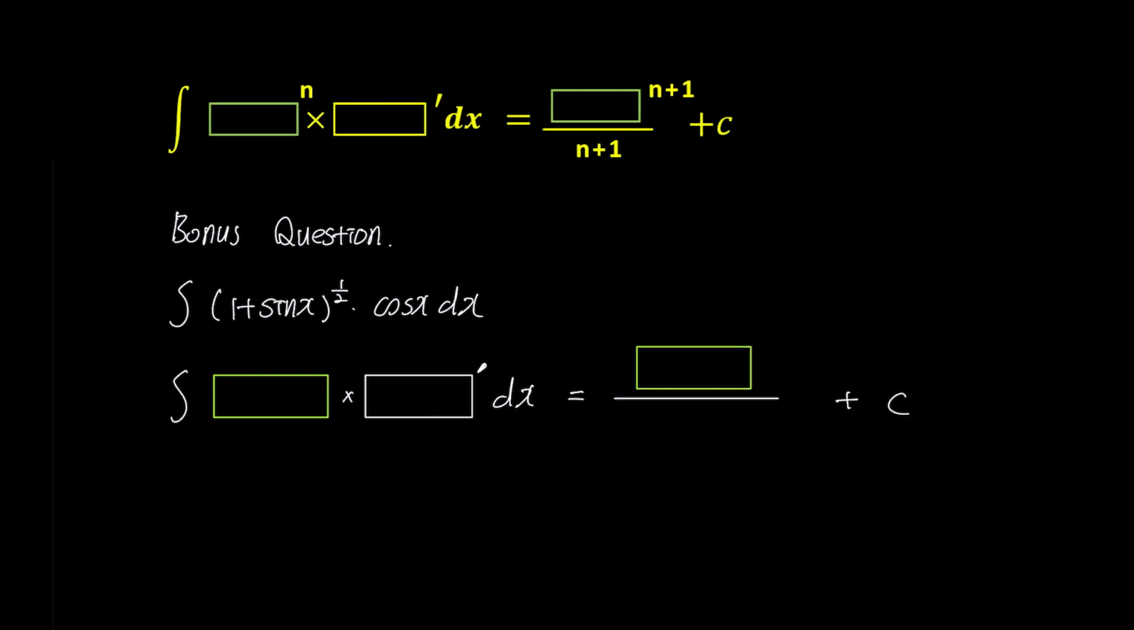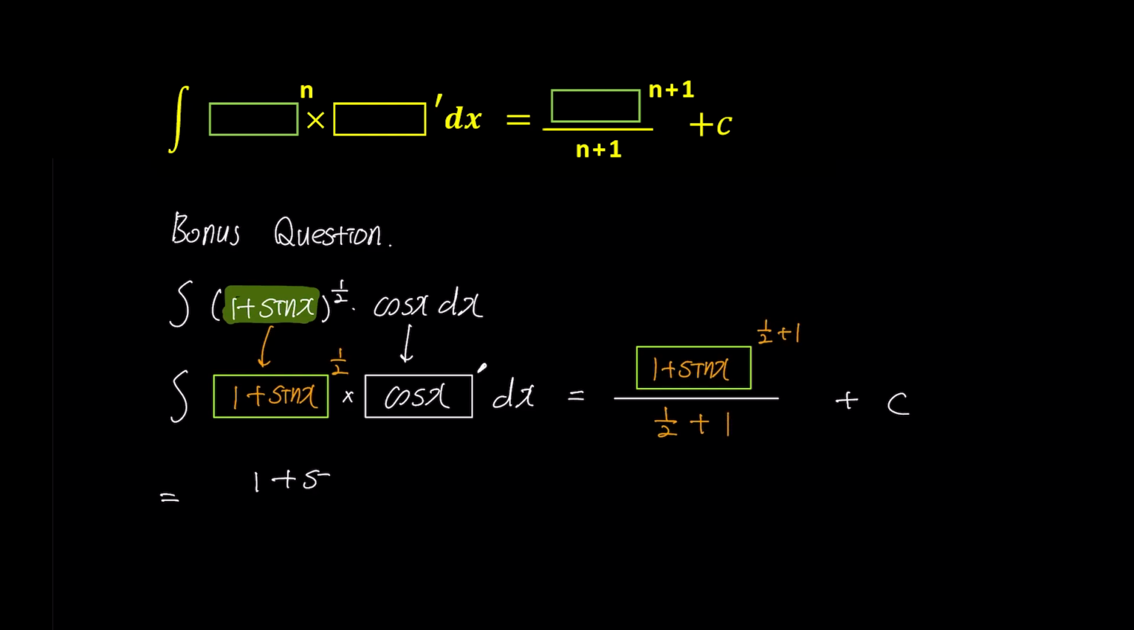If this method is new to you, please refer to the basic box rule video at the top right corner. Let's apply the basic box rule, and we see that the green box should have 1 plus sine x, and its derivative cosine x should be nicely multiplied at the end. So we'll put 1 plus sine x in the green box and cosine x in the box prime right after it. Let's put 1 plus sine x in the right green box as well, and the exponent will be half plus 1, and that value will also go in the denominator.